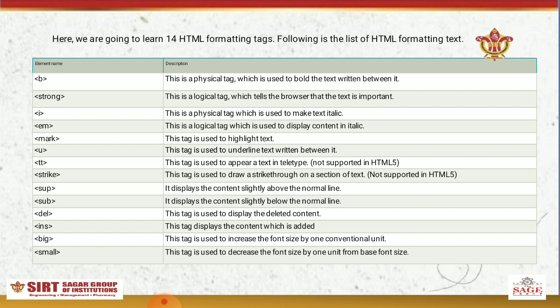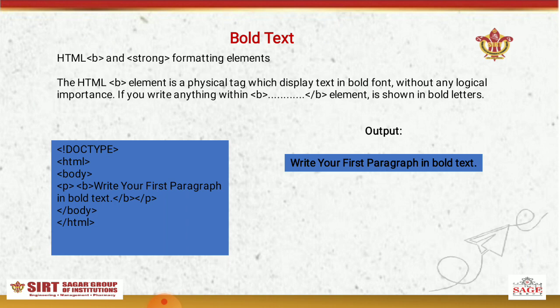Here 14 HTML formatting tags are available. This is a list of HTML formatting tags. Different types of HTML formatting tags are available. First of all, we start with the bold tag. The bold tag is used to bold the characters. That means HTML bold and strong formatting the element. The bold element is a physical tag which displays text in bold font without any logical importance. If you write anything with the bold tag, the element is shown in bold letters.